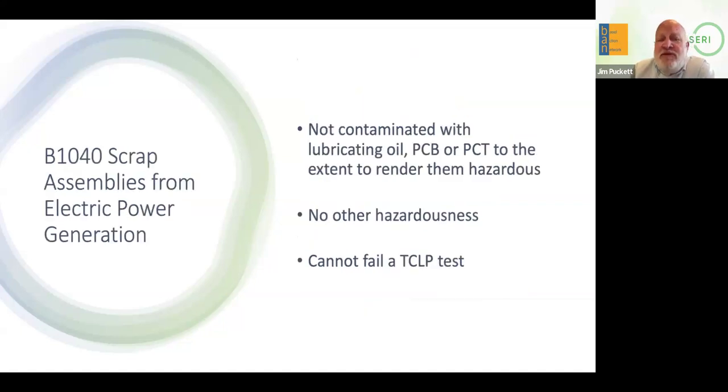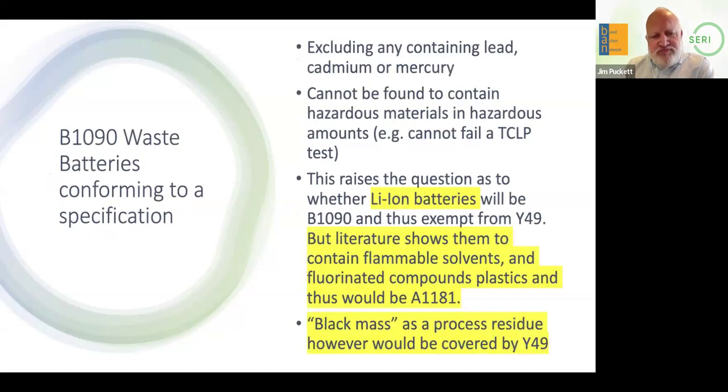And scrap assemblies from electric power generation are also included here. They can't be contaminated with hazardous materials. In other words, they can't fail a TCLP test, but they are also exempt as being on the Annex 9B list. This is an interesting one. The B list says waste batteries conforming to a specification that are not containing lead, cadmium, or mercury. They can't have other hazardous materials either.